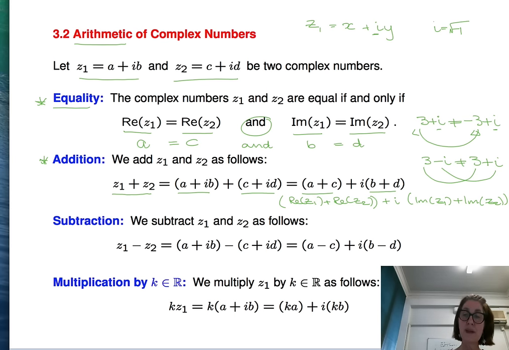Okay, so that's pretty easy, adding up complex numbers. What about when we're subtracting complex numbers? Well, this is just a similar definition to the definition for addition. So when we're subtracting two complex numbers, what we do is we subtract the real parts and we subtract the imaginary parts.